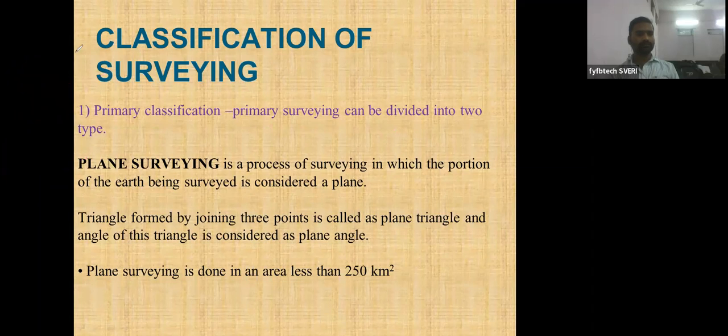Classification of surveying, which is important. This is also important. Whatever points I am telling, all these are important. Primary classification. First one is primary classification.